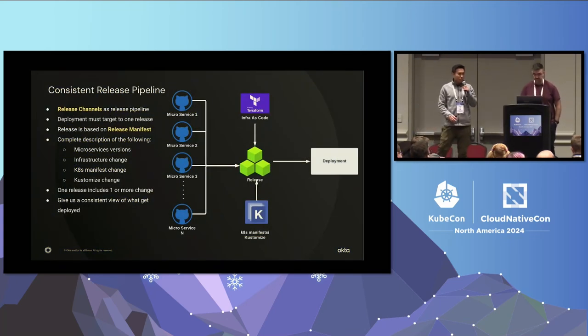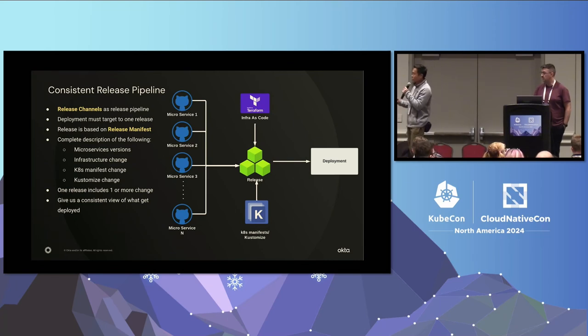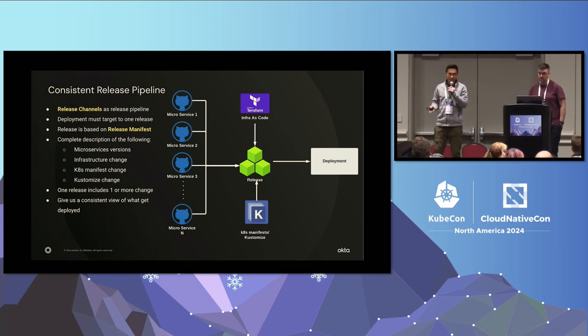So regarding the release pipeline, we have a very consistent release pipeline. Our release pipeline is called release channel. A release channel is basically a pipeline that the customer environment can fall into. Different release channels use different releases, and our deployment must target one release. And our release is based on something called a release manifest. So what is a release manifest?